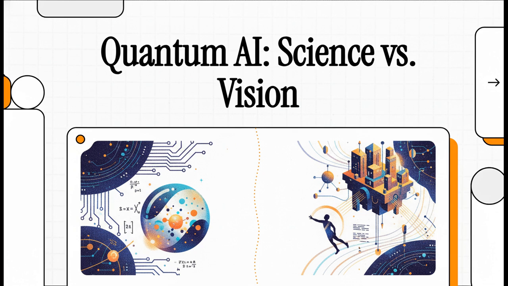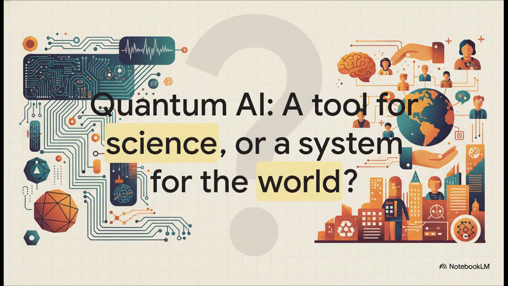So today, we're going to dive into both of these worlds. And that really is the big question here, isn't it? Is quantum AI just a fancy tool for scientists in a lab? Or is it this grand system meant to solve all of humanity's problems? We're about to jump into two totally separate universes that, get this, use almost the exact same words to describe what they're doing. It's wild.